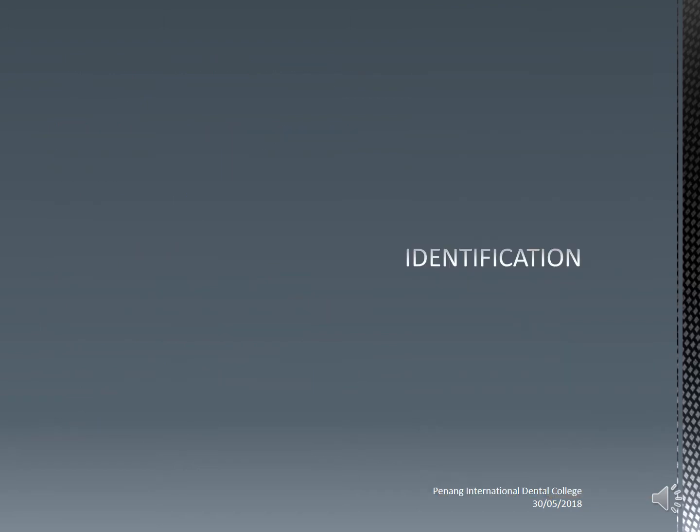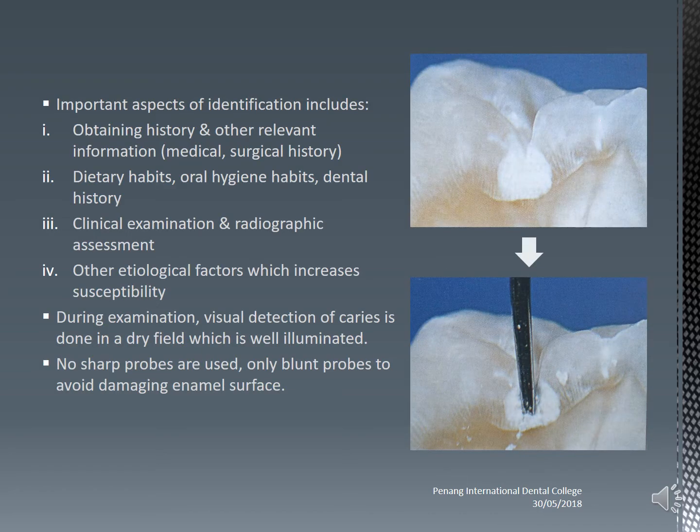Coming to the first step of caries management, identification. The important aspects of identification include obtaining history and other relevant information related to medical and surgical history. Make a clear note on dietary habits, oral hygiene habits, and dental history. Carefully examine all the soft tissues and hard tissues and do a radiographic assessment if needed. Make a note on other etiological factors which may increase the susceptibility of the patient to dental caries.